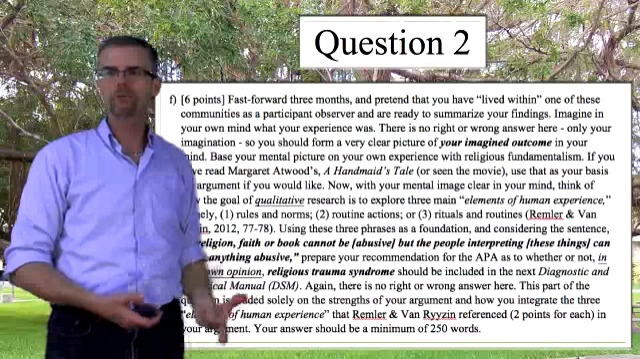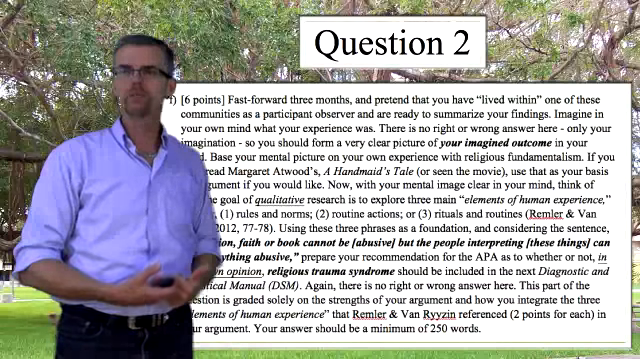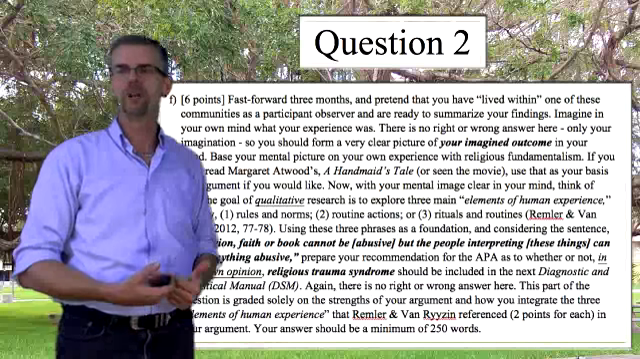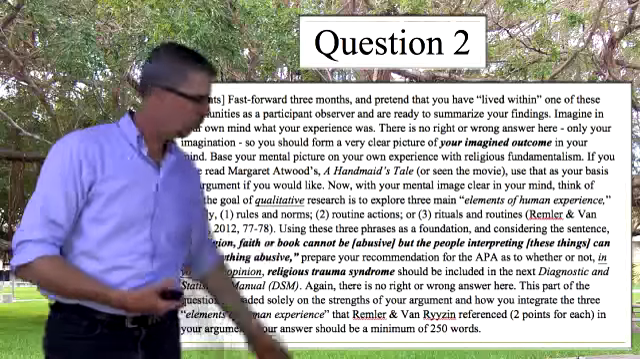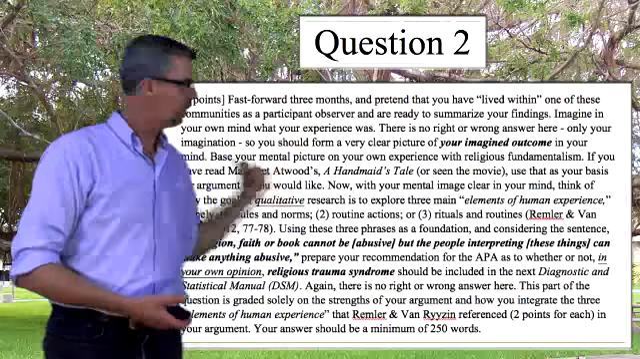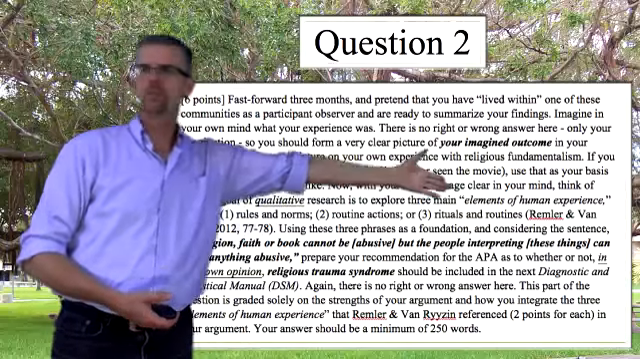Again, there's no right or wrong answer here. This part of the question is graded solely on the strengths of your argument and how you integrate the 3 elements of human experience that Remler and Van Ryzin referenced. There are 2 points each for the way you answer and respond to each one of rules and norms, routine actions, and rituals and routines.